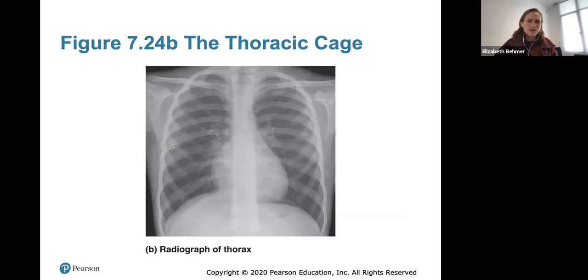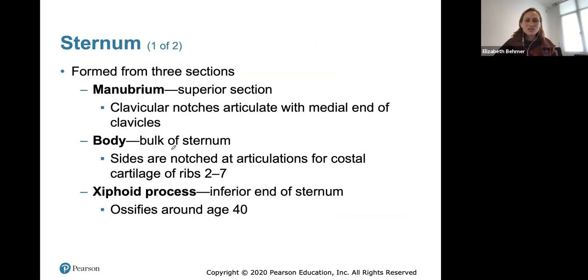Here's a radiograph of the thorax, a chest x-ray. The sternum is formed from 3 sections. The manubrium is the upper section where you have clavicular notches, which will touch the clavicles. The body is the bulk of the sternum, where the sides will have notched articulations for costal cartilage of ribs 2 to 7. And then the xiphoid process is in the inferior end of the sternum.